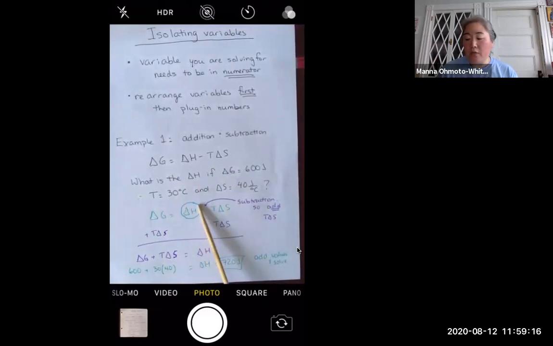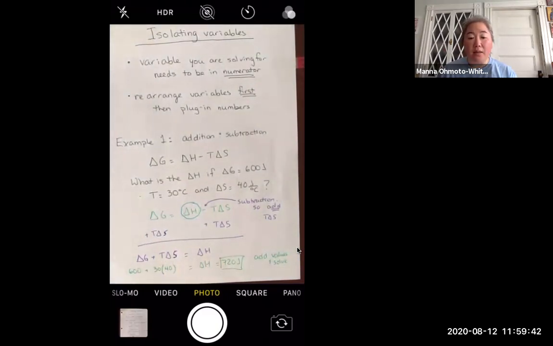So I'm trying to solve for delta H. That needs to be by itself. So I have to get rid of the minus T delta S that is on this side. Because I'm doing subtraction, I have to do the opposite operation, and I have to do it to both sides. So I'm going to add T delta S to both sides, and I'm going to end up with delta G plus T delta S is equal to delta H.